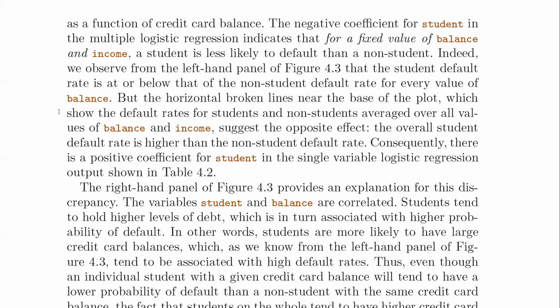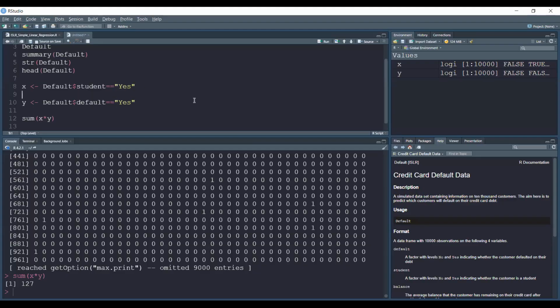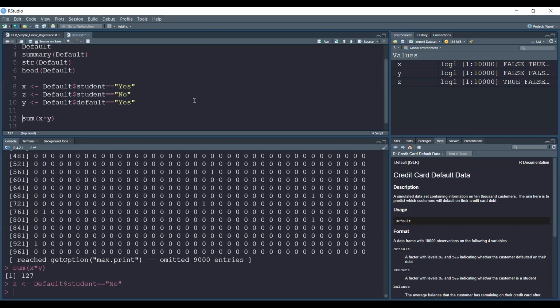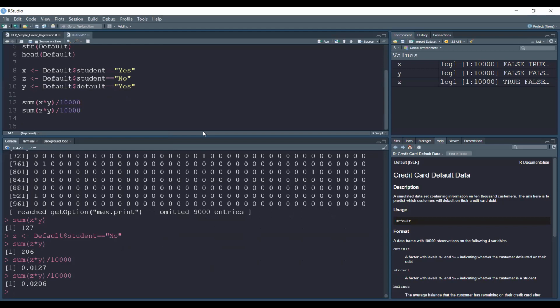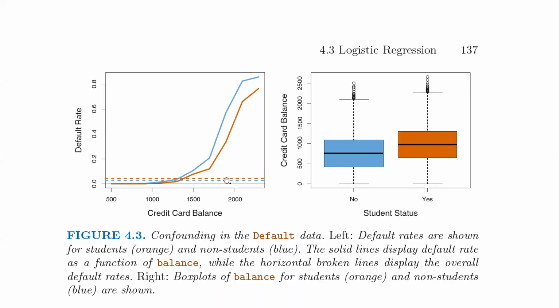We could also look at what if we do Z and we say no, and we say sum of Z times Y. So these are the non-students. So the non-students did default more than the students. If you want to look at it as a ratio, it's not quite twice as many, but 0.0127, these are the students, so you get like 1% and 2%. And that's what we have, these two lines.